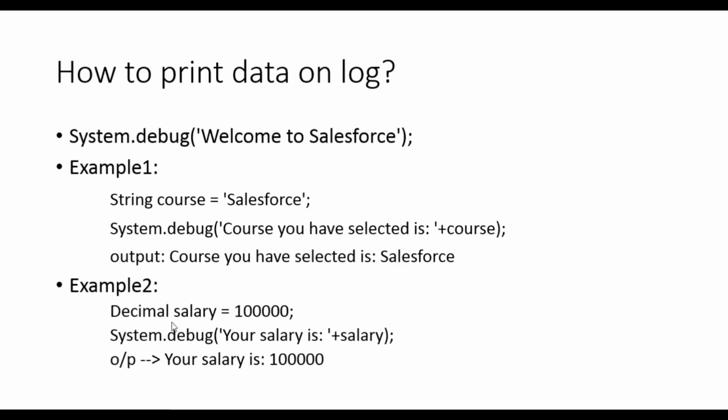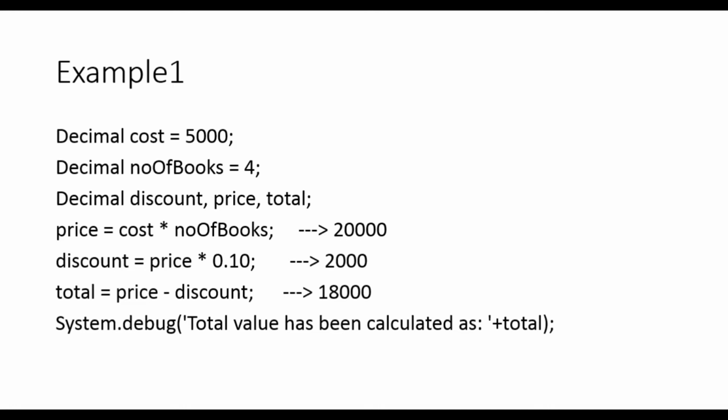Here, this is another example. Decimal salary equals 1 lakh. This is a decimal I have taken. Just concatenate the variable name. So your salary is 1 lakh. This will be printed in the log. So this is a simple example I have taken. Now I want to print some data based on some calculation.